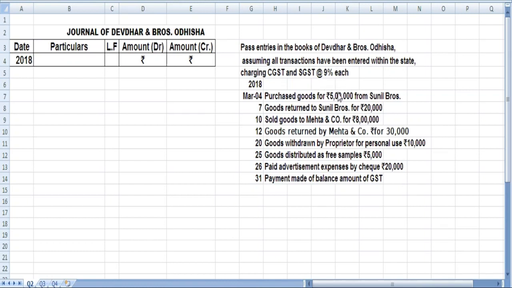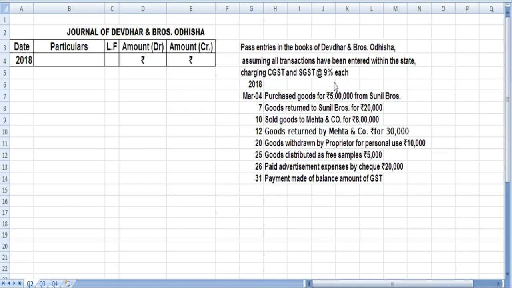Now we have already learned that there are three types of GST: the central GST levied by the central government, state GST, and along with that we have union territory GST levied by the state government and the union territory government. Whenever there is an intra-state transaction, intra means within the state, the central government and the state government get half share each. So here 9% each means 9% will go to the central government and 9% will go to the state government.